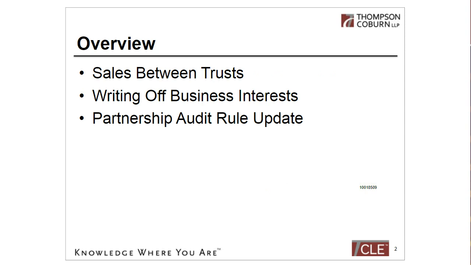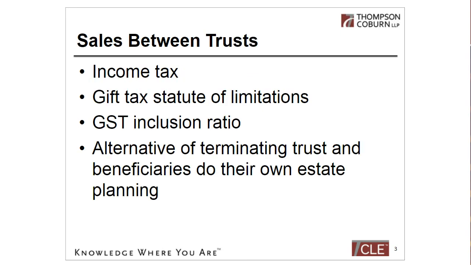Okay, so the first half of the time, I'm going to talk about sales between trusts. And then I'll talk about writing off business interest and an update of the partnership audit rules. So sales between trusts, we have several different issues that get involved with those, including income tax issues, the gift tax statute of limitations, the GST inclusion ratio, and the alternative of terminating the trust and then letting the beneficiaries do their own estate planning.